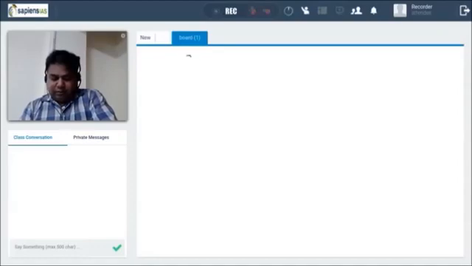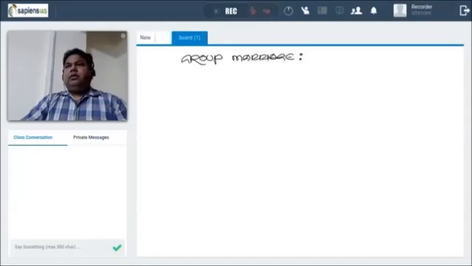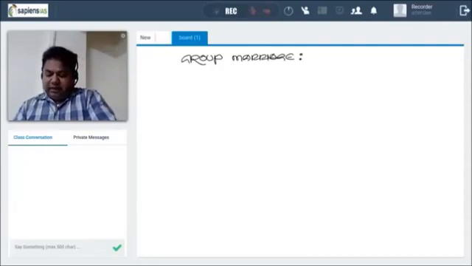Acha. Group marriage. In group marriage, there is involvement of more than one husband and more than one wife. It is like this. This symbolizes male. This is female.